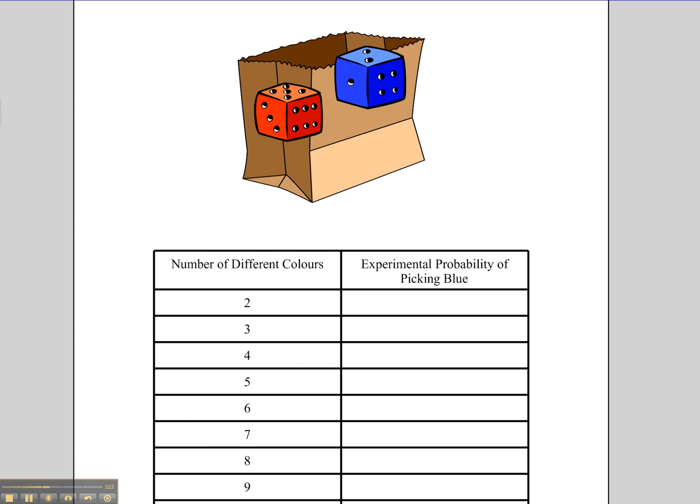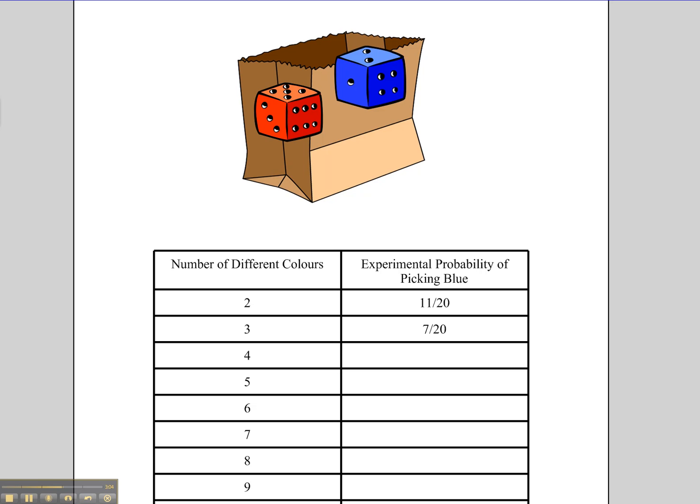Well, in our chart here, we have a number of different colors on this side, and we have the experimental probability of picking blue. Now, an experimental probability is when you actually conduct the experiment. So these are the results of somebody in our textbook who's conducted this experiment. Out of 20 times, they had 2 blankets and the bead was underneath one of them. They chose the bead in the blue blanket 11 out of 20. Or if we're talking about cubes, they chose the blue cube out of the bag 11 out of 20 times.